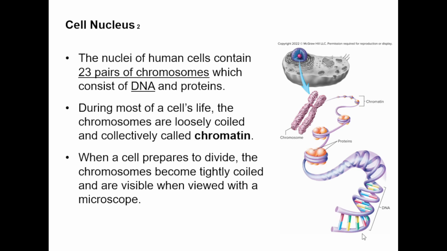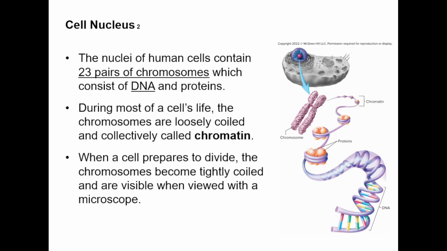So in simple terms, your DNA is wrapped by proteins. And then, the combination of DNA and protein, when they are not yet tightly coiled or not yet this compact, they are called chromatin. But once they become very condensed and very compact, it will then be called a chromosome. And a human cell usually contains 23 pairs of chromosomes. There are 23 pairs of chromosomes.